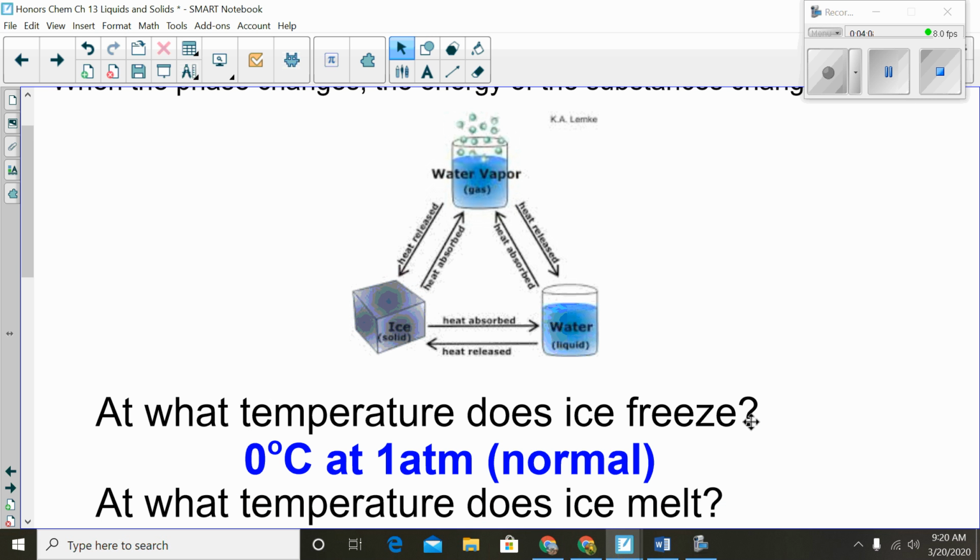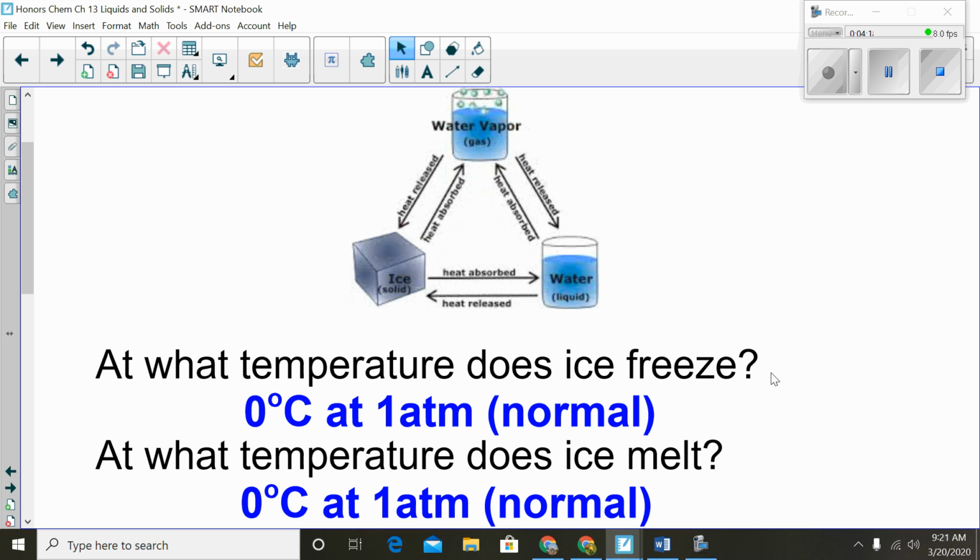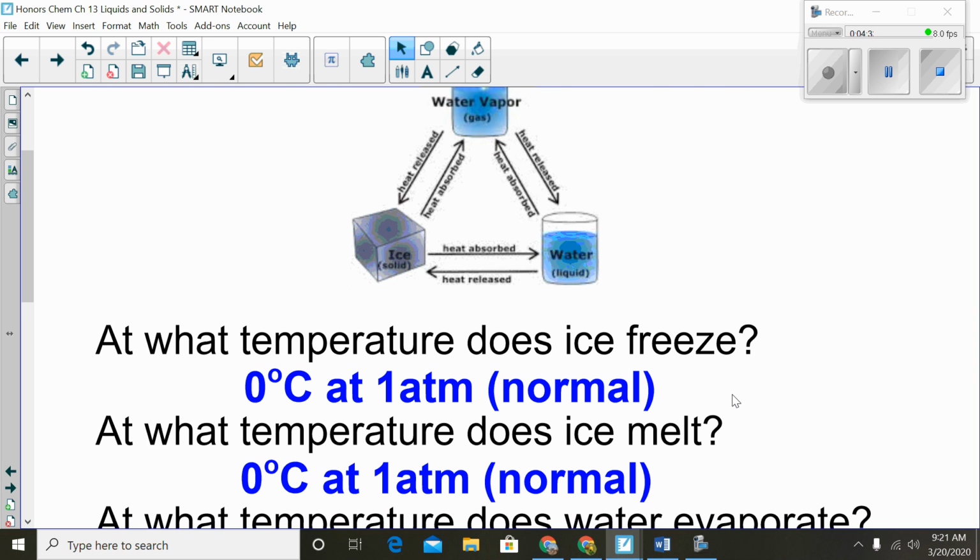Okay, but then my next question is, at what temperature does that ice melt to become a liquid? So if you notice, these arrows are going back and forth, so the answer to that one is also 0 degrees. So this is what we call equilibrium. So the freezing point and melting point of water is the same. It's both 0 degrees.